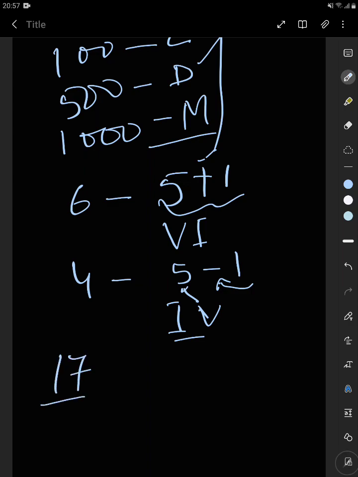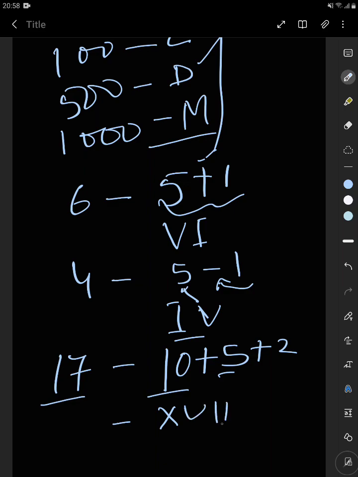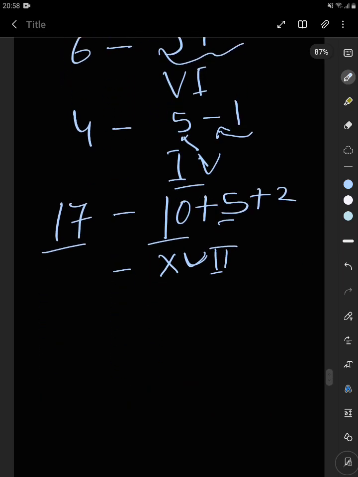Okay, so 17 can be written as how much? 17 will be written as 10 plus 5 plus 2. Since it is plus, plus, plus, we'll start with 10. 10 is X, 5 is V, and 2 is II, like this. So this will be 17. Any number can be written like this.